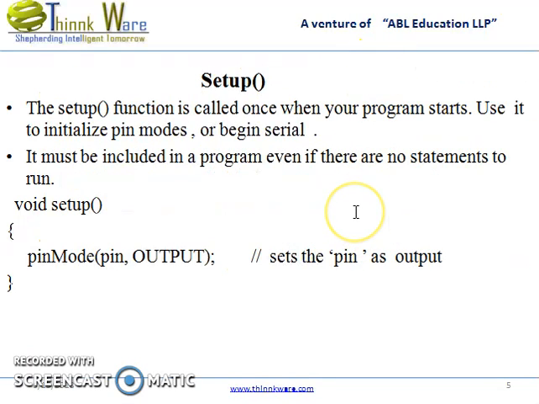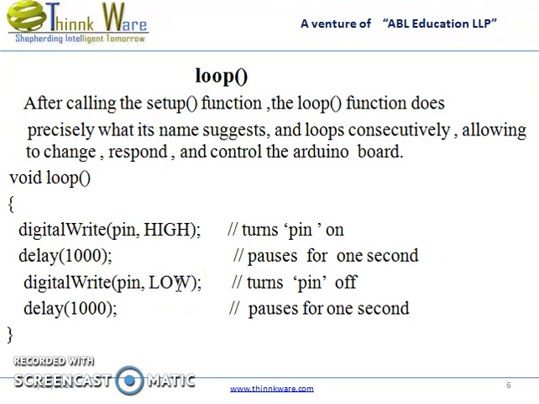Setup. The setup function is called once when your program starts. Use it to initialize the pin modes or begin serial. Like here, void setup, pinMode pin, output sets the pin as output. The loop. After calling the setup, the loop function is called. Precisely as its name suggests, it loops consecutively, allowing the Arduino board to change and respond.